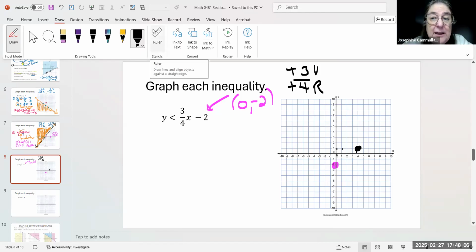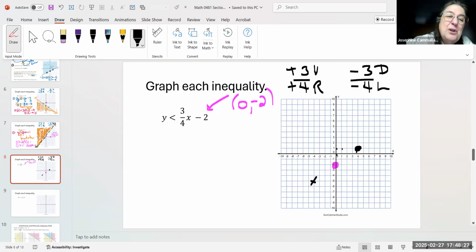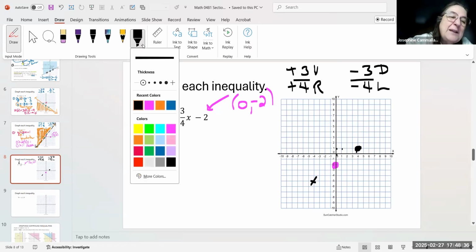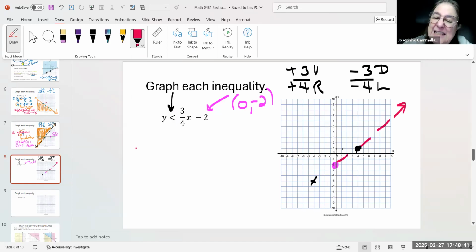Now I want to try again. So I'm doing the opposite. This is down left from my pink dot. 1, 2, 3. 1, 2, 3, 4, right there. Okay, now look at this symbol. It does not have a line underneath it, so that means I had better have a dashed line.